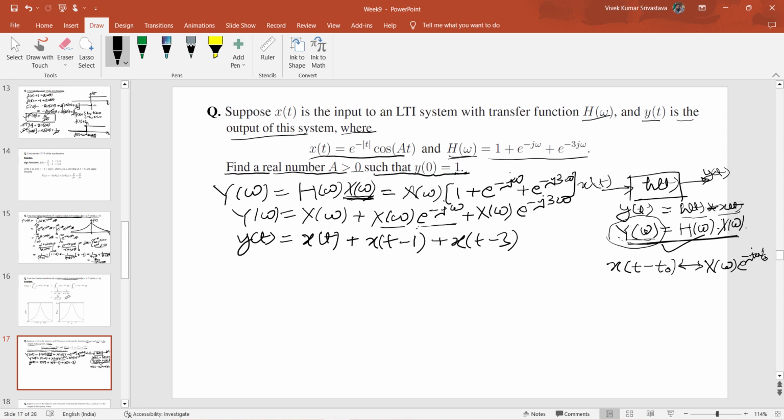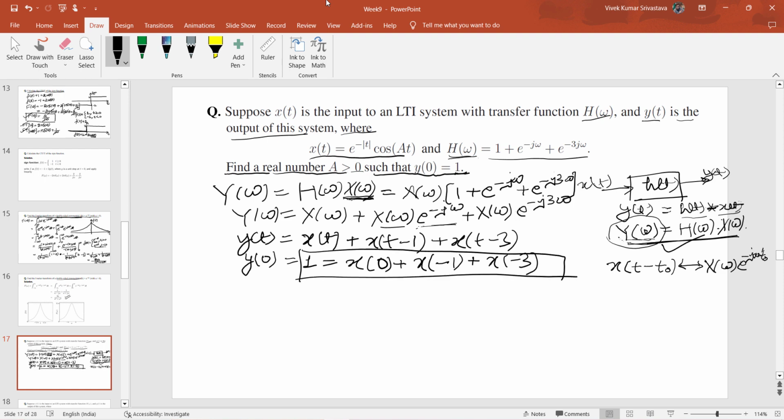Okay, so now as we can see here, at t equals 0, the value of y is nothing but 1. So I am substituting the value of t as 0 here. So this is equal to 1, and once you substitute the value of t in this expression, you will get x of 0 plus x of minus 1 plus x of minus 3. Okay, so this is the condition that we have got from solving the previous equation.